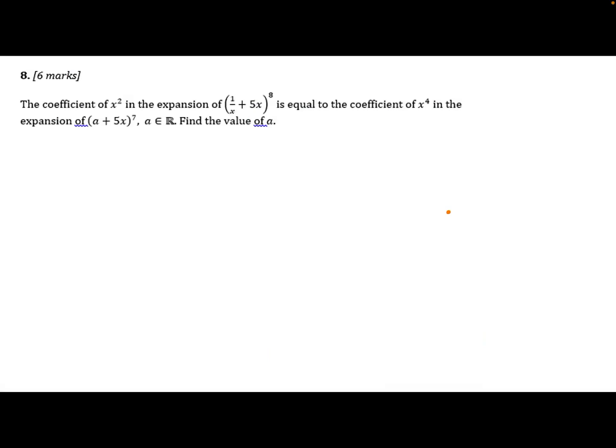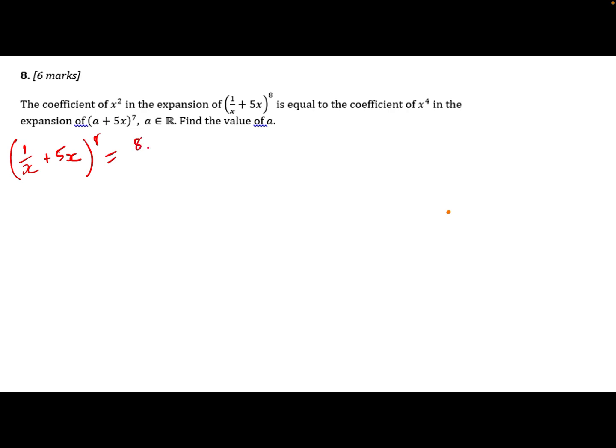So the coefficient of x squared in the expansion of (1/x + 5x)^8 is equal to the coefficient of x to the power of 4 in the expansion of this. Okay, so let's just try and do the expansions and don't be lazy. Do it properly, so that we're going to get this.